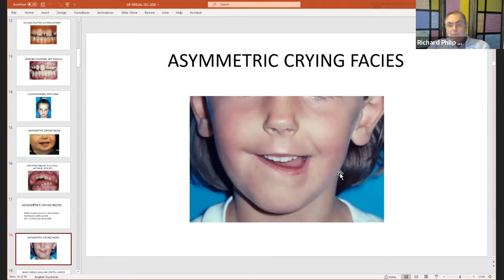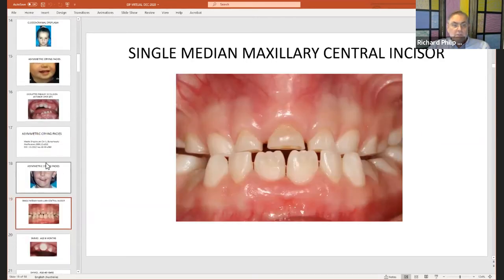There's a slightly older person. I met this youngster when she was a baby, and the mother came and said to us, look, my daughter has a crooked cry when she cries. And here she is sometime years later with the classic appearance of the asymmetric crying face.